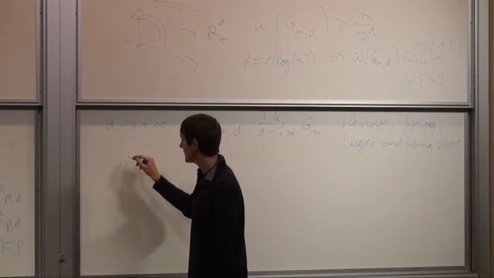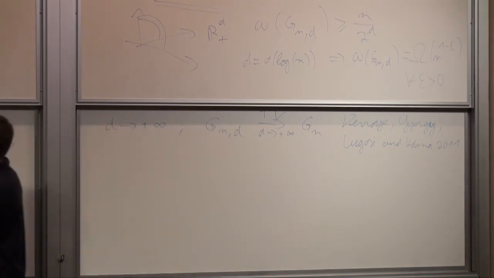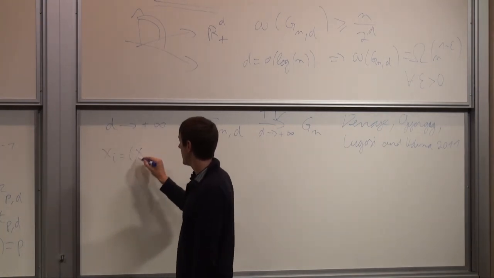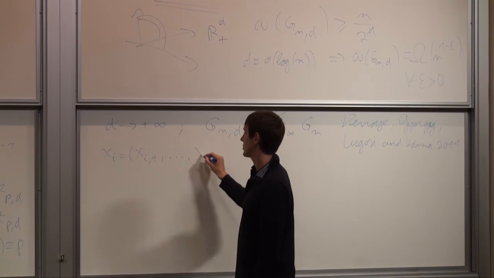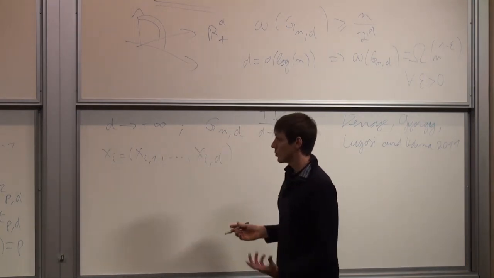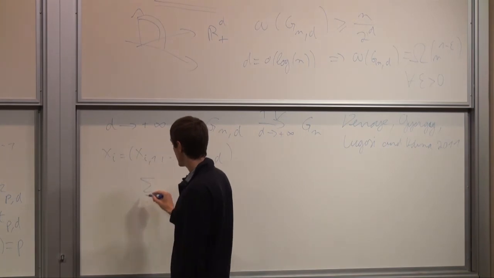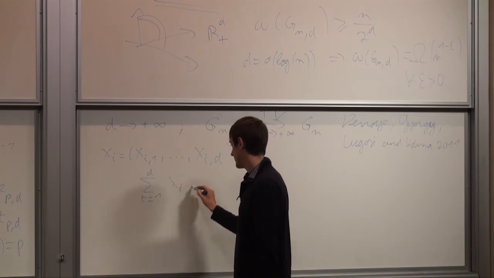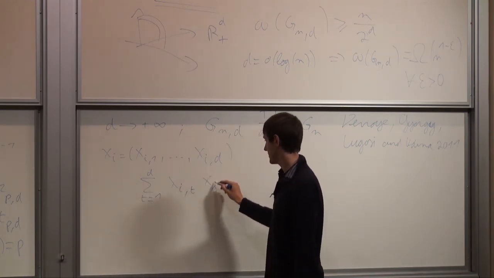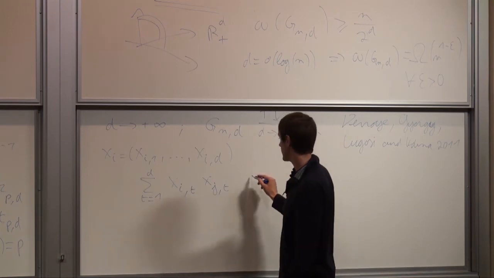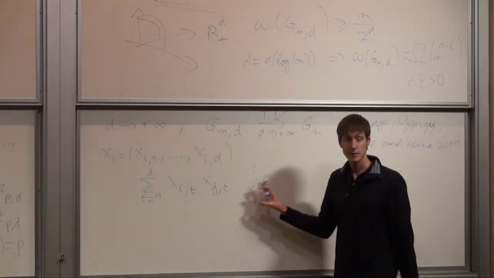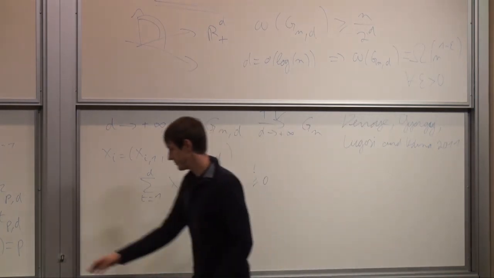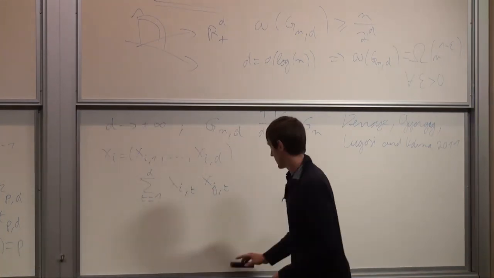So how do you decide if two vertices are connected? x_i, I'm going to write it as x_i1 up to x_id. Whether or not i and j are connected, I look at the inner product, the sum for t equals 1 to d of x_it x_jt. And I look at whether this is positive. That will tell me if i is connected to j. So now let's rescale this.